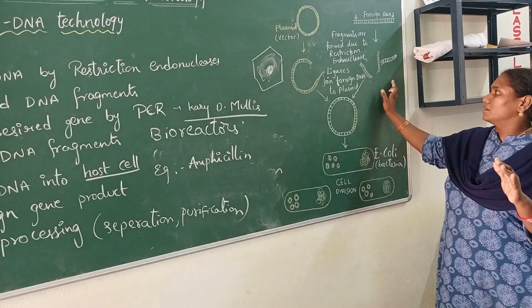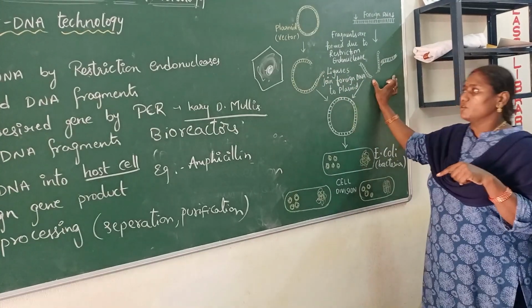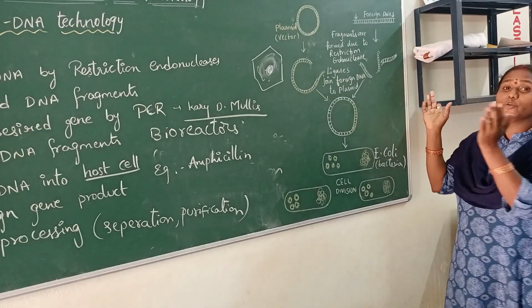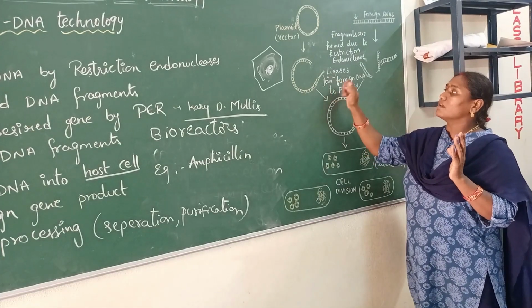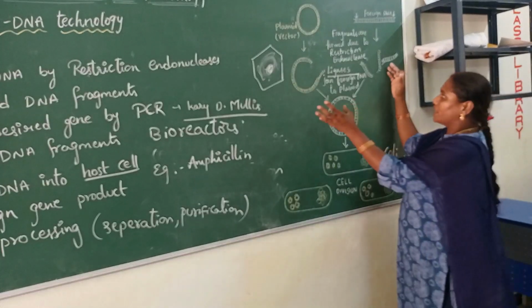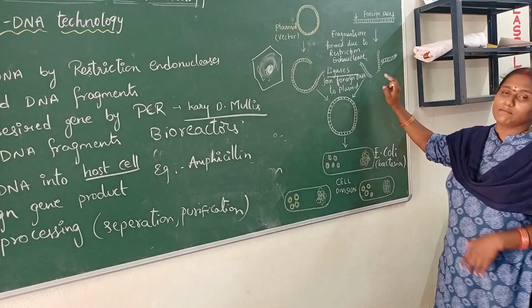So now here the desired gene is present, cut into small fragments. You have a plasmid vector here. Now these two molecules should be united. For this process, we are using an enzyme called DNA ligases. These ligases play a very important role in uniting the cut ends of the vector molecule and the desired gene molecule.